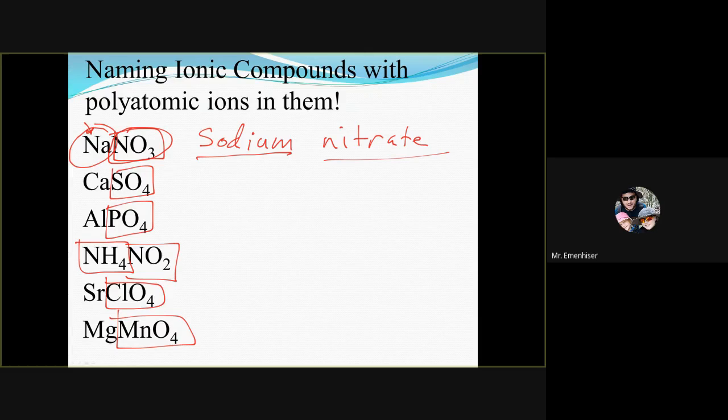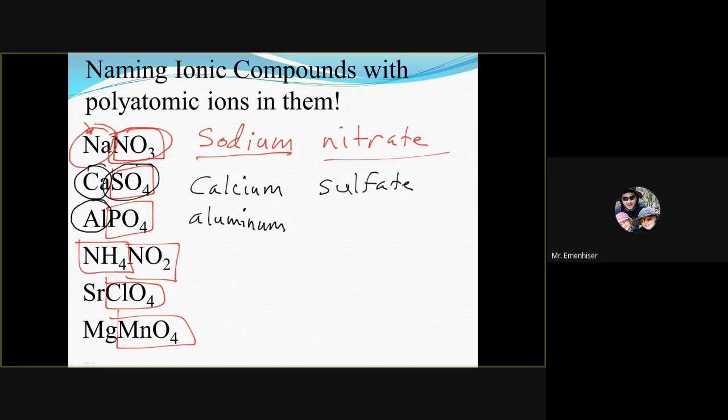Next one, this is calcium here. Calcium, Ca. And then this is sulfate, if you look at the chart. So calcium sulfate is his name. Next one, Al is aluminum. And these actually shouldn't be capitalized. I don't know why, but I have a habit of capitalizing them. But they're not capitalized. They're not nouns. And then PO4, that's phosphate. So that guy would be aluminum phosphate.